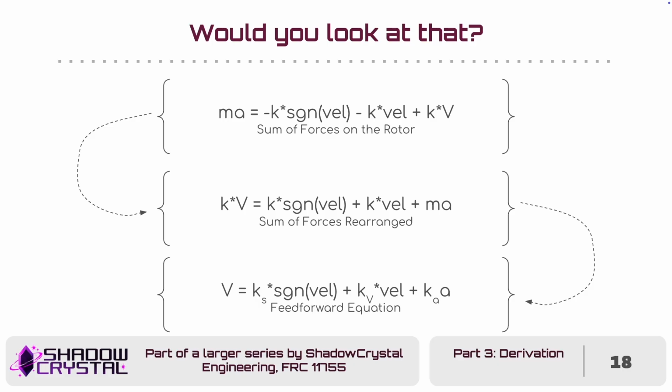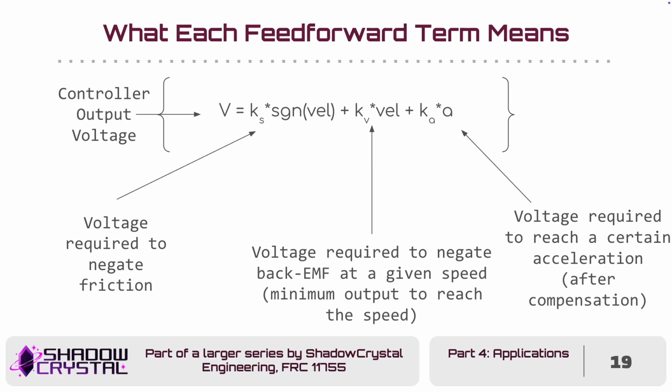So, we're going to now break down for the rest of this slot presentation, I think we're making fairly decent time, how to use each feed-forward term. So, just to begin, V is your controller output voltage. We'll get to how to actually use this in combination with PID control in a moment. This term here, Ks times the sign of your velocity, is the voltage required to negate friction.